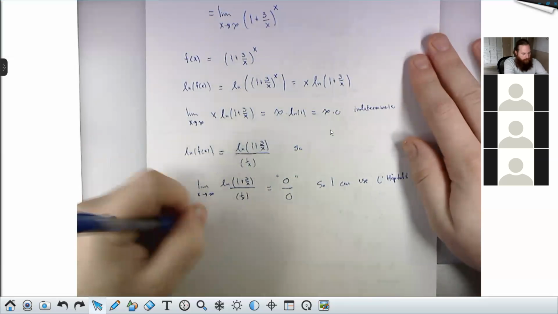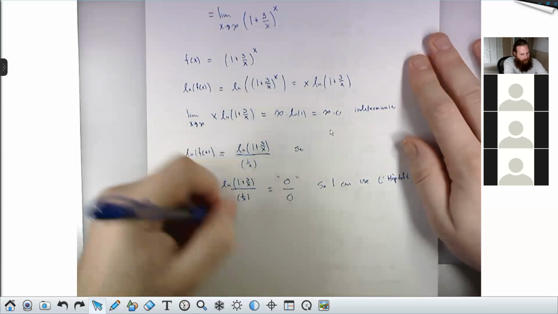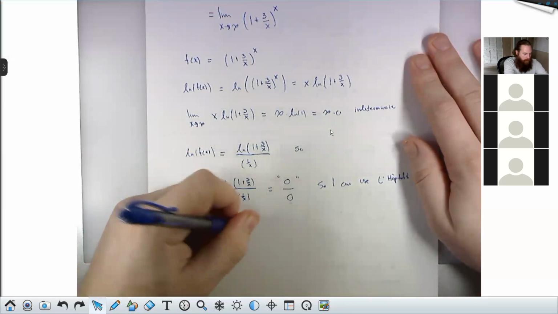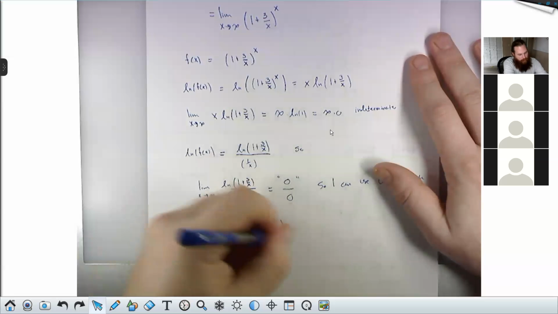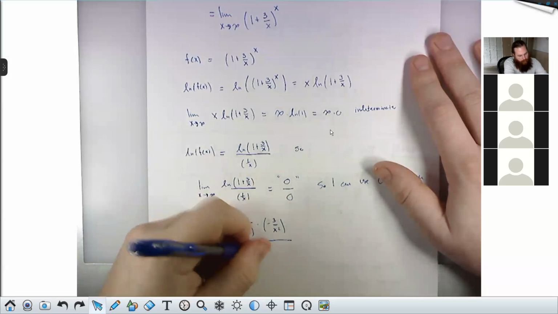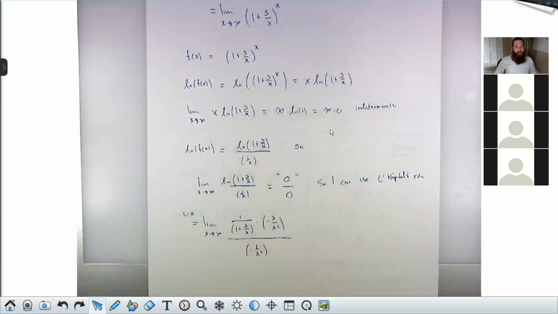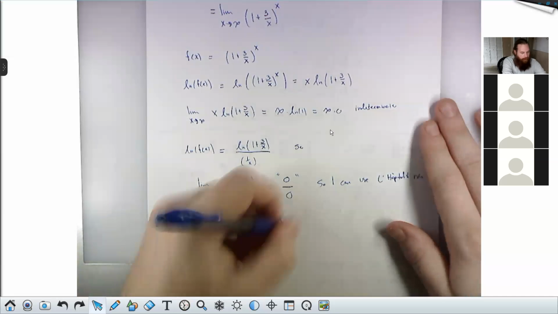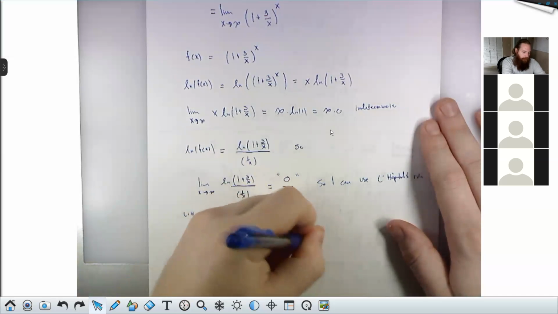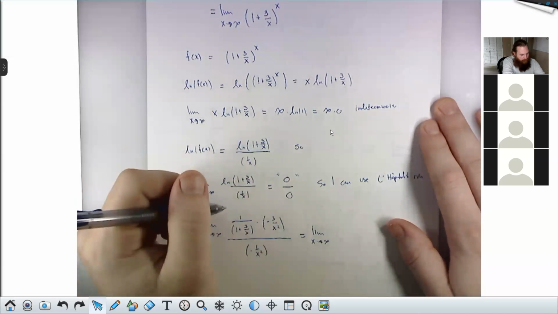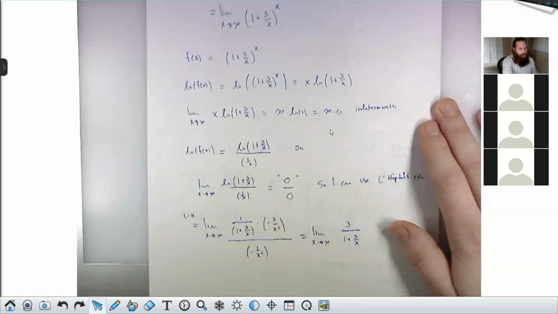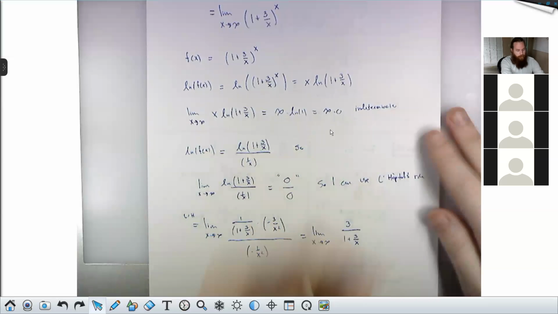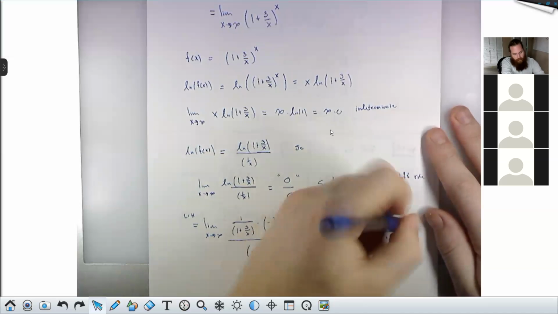If I apply L'Hopital's rule, I'll get the limit as x goes to infinity of 1 over (1 plus 3 over x) times the derivative of 1 plus 3 over x, which is negative 3 over x squared, all divided by negative 1 over x squared. Finally, I cancel the 1 over x squared terms from the top and bottom, cancel the negatives, and you get 3 over (1 plus 3 over x), which is 3 over 1 plus 0, or 3.